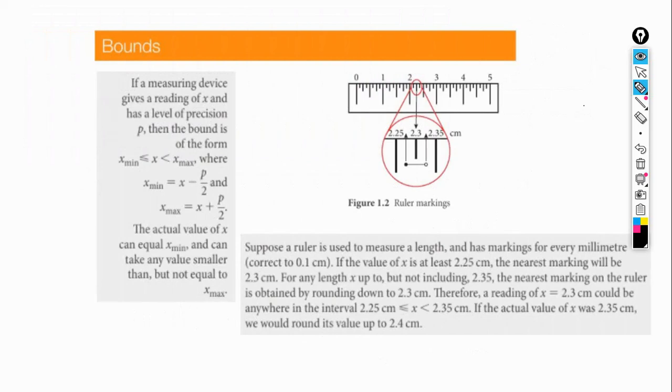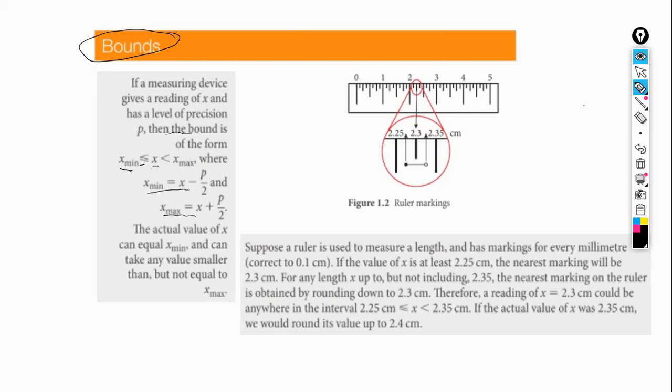Very well, so the next topic we have to cover is something called bounds. And the definition would be like this. If a measuring device gives a reading of x and has a level of precision p, then the bound is in the form of x minimum is less than or equal to x, which is less than x maximum, where x minimum is equal to x minus p halves and x maximum is equal to x plus p halves.